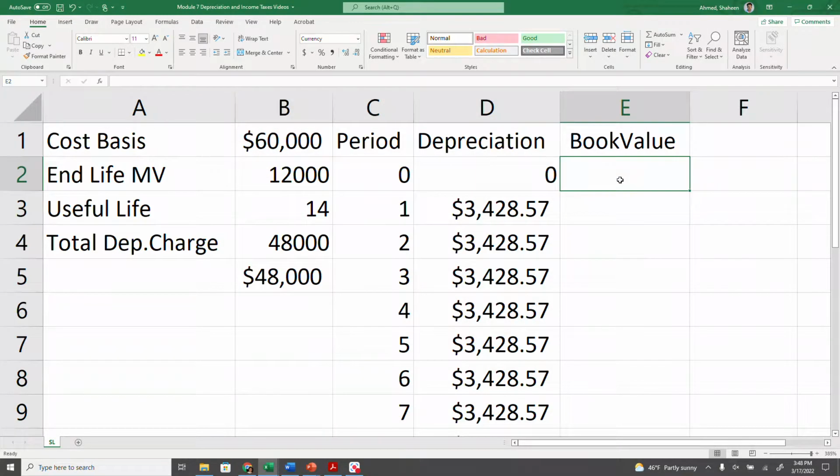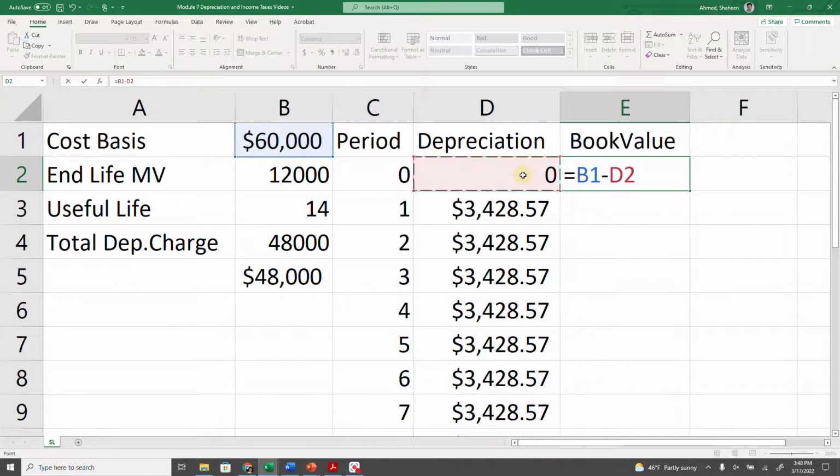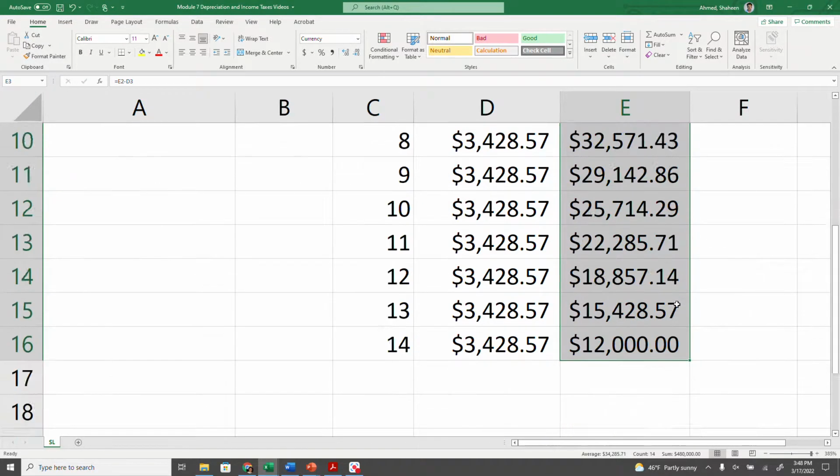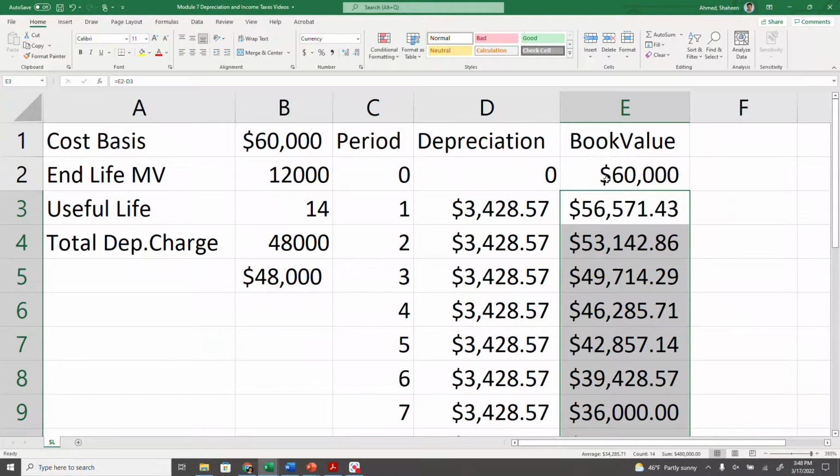Now the book value is basically the cost of that piece of equipment, or initial cost or cost basis, minus the depreciation charge. And then next year it depreciated this much amount. So we're going to design this formula like this, and then we can copy all the way down to get the book value of the piece of equipment.